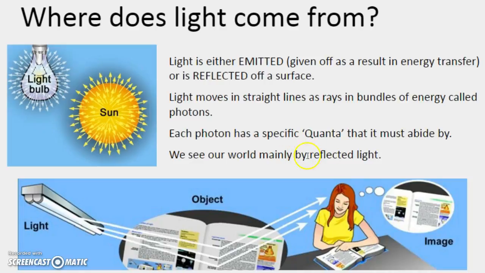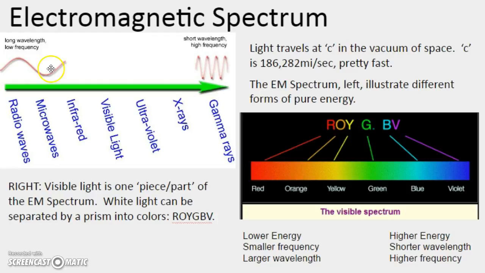And we see our world mainly by reflected light. When you're reading a book or looking at somebody's shirt or whatever it is you're viewing, generally you're seeing light that strikes an object and reflects off it and makes its way to your eye. So then that's where you create that image as it goes through your eyeball itself. Well, let's look at what light is.